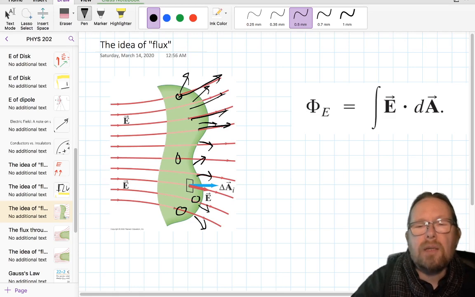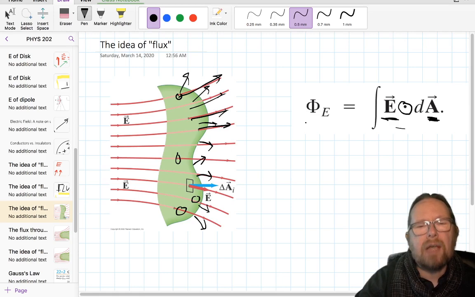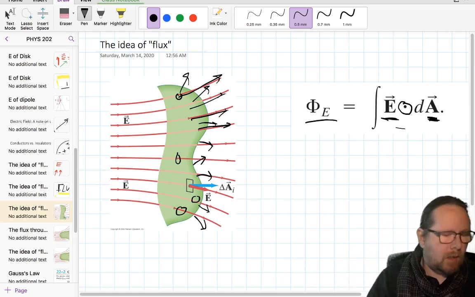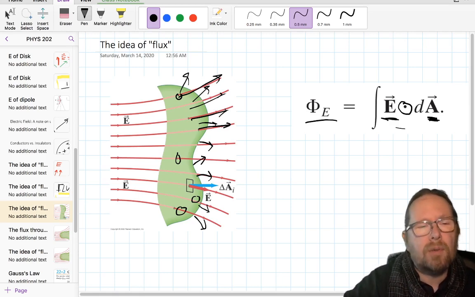So actually doing this integral could involve a changing electric field, a changing direction of the normal to the surface, and a changing relationship between these quantities. So actually calculating the flux of the electric field through a surface could be really, really complicated. And as we'll see when we talk about Gauss's law, we're going to sidestep that complication by only dealing with situations where the electric field is relatively simple and constant, and the symmetry of the surface lends itself to an integral that we can actually do.